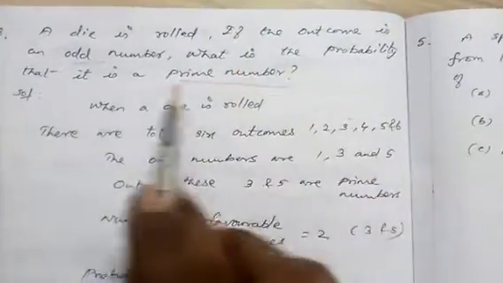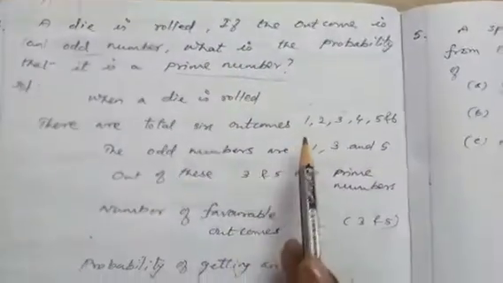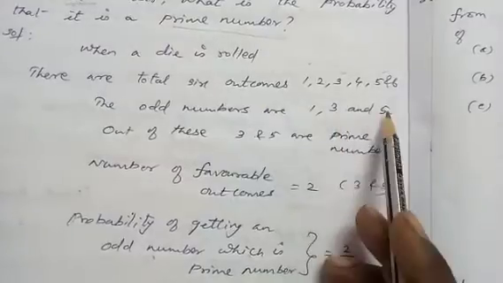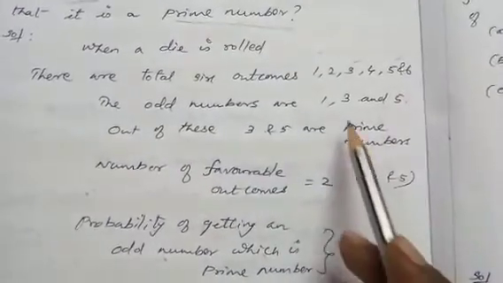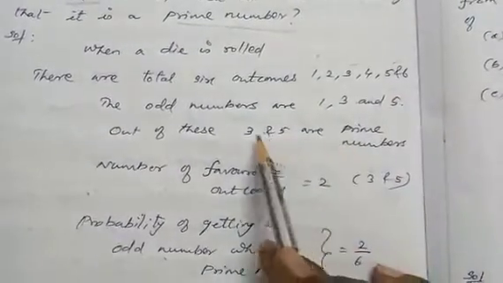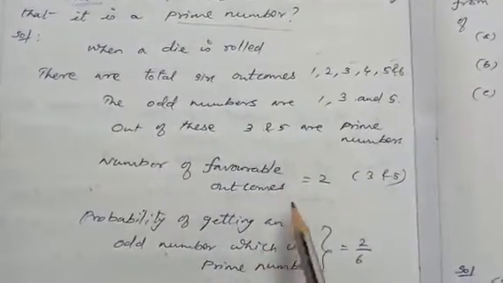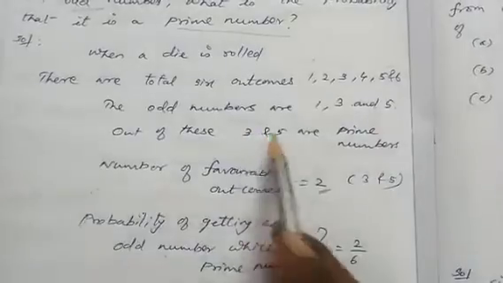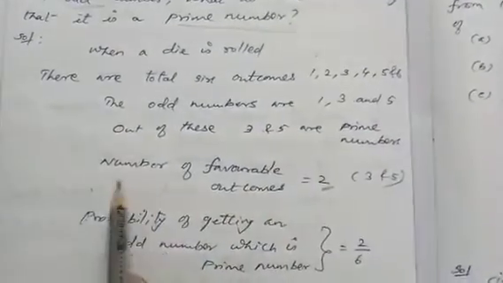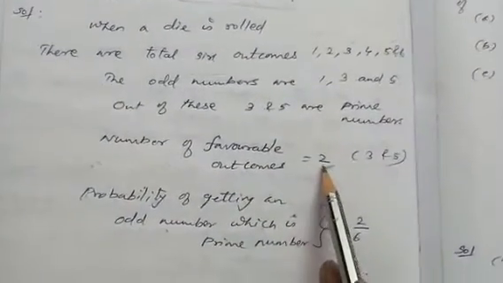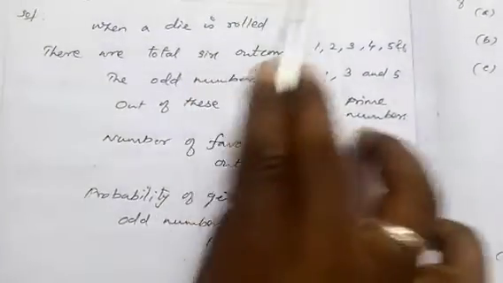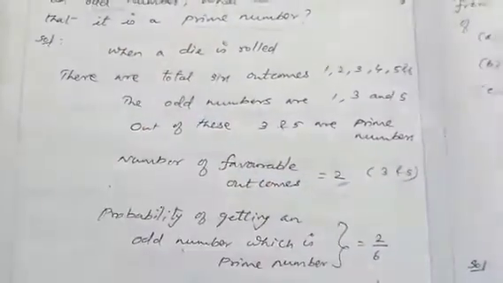The question is, what is the probability that it is a prime number? Out of these, 3 and 5 are prime numbers. So the total number of prime numbers is 2. Therefore the number of favorable outcomes is 2, that is 3 and 5. So what is the probability that it is a prime number?